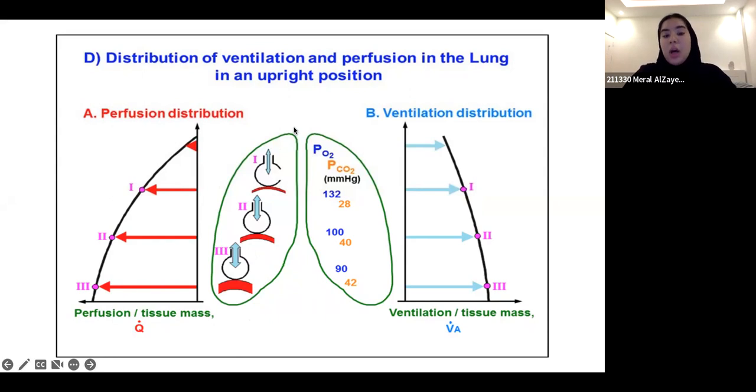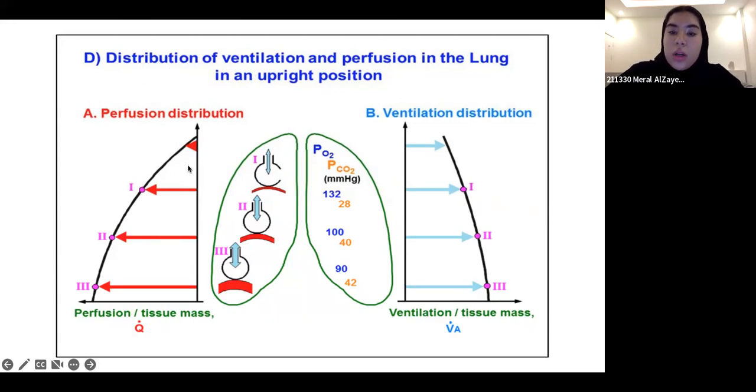And why is this? You guys took this before, so you should know why. Do you know why this is? It's due to gravity, basically. That's the reason. So this side is clear, right?